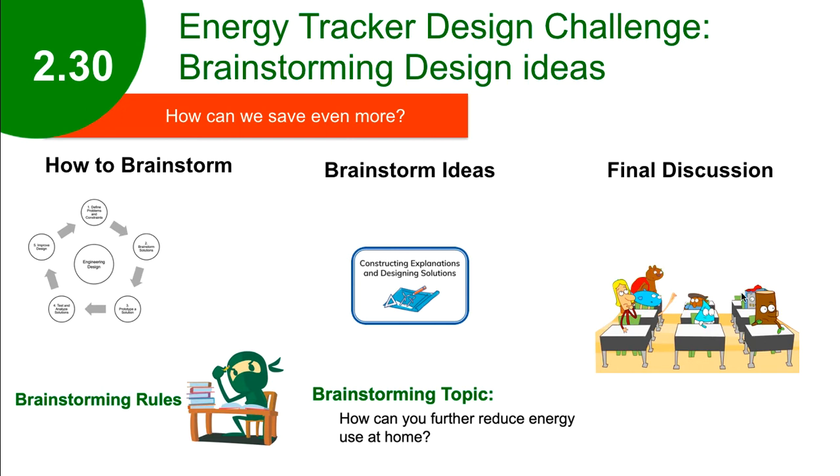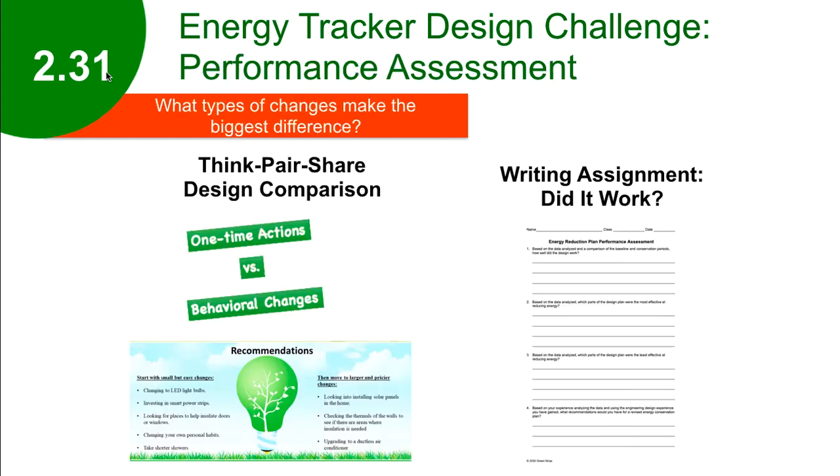Although there isn't going to be time for students to actually implement their ideas, they will use them for their final presentations. In Lesson 31, students continue to work in teams, comparing and analyzing the performance of their action plan designs. They're going to reflect on 2 types of design solutions: one-time actions, like switching to LED light bulbs, versus behavioral changes, such as being sure everyone turns off the lights and appliances when not in use. Which types of changes did they make, and which seemed to make the biggest difference? A worksheet's going to scaffold their reflection on the whole experience.